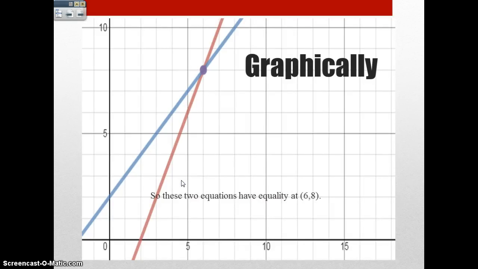So these two equations have an equality at 6 comma 8. Because the two lines cross at 6, 8, they share that ordered pair. That is their point of equality. That is where they are equal to one another.